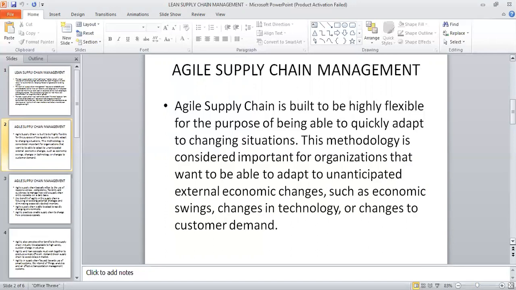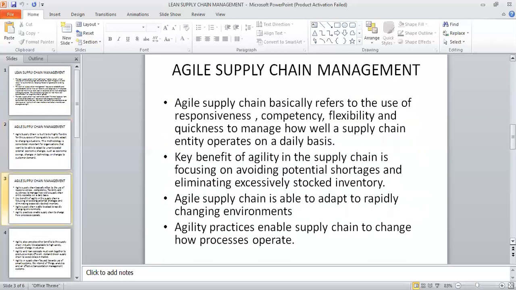This methodology is very important for organizations that want to adapt to unanticipated external economic changes. For example, a change in customer demand, a change in technology, or a change in economic pressures and economic policies. We need to change, we need to adapt to those situations. That is called agile supply chain management.